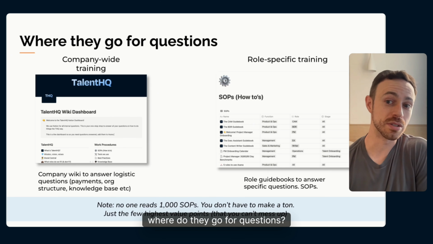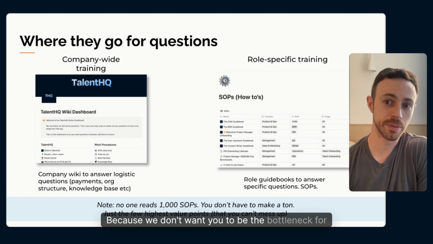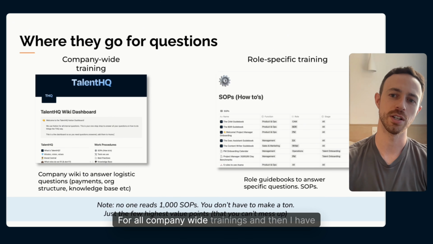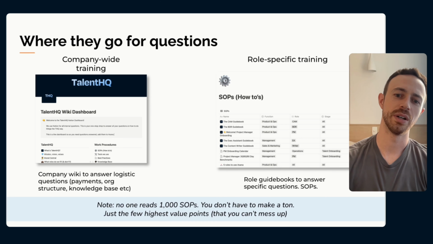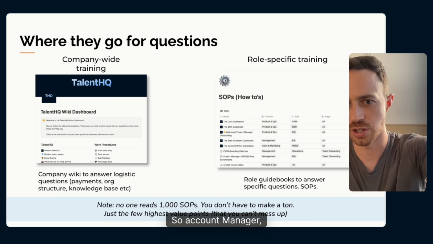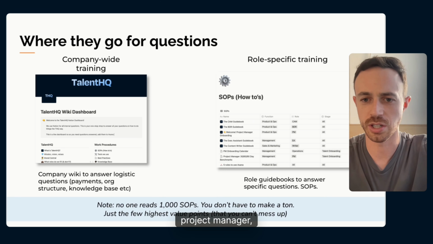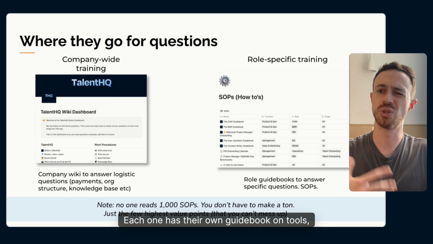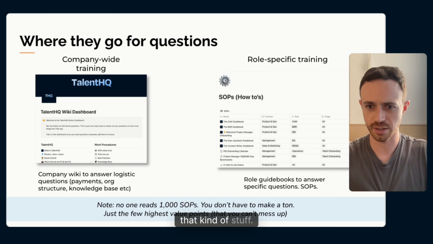Okay, where do they go for questions? Because we don't want you to be the bottleneck for all questions. So I have a wiki for all company-wide trainings. And then I have role-specific SOPs for each role: account manager, BDRs, project managers, executive assistant, content writers. Each one has their own guidebook on tools, resources, success, that kind of stuff.